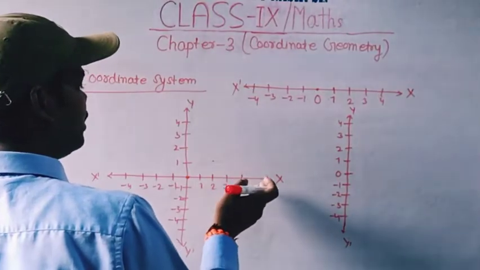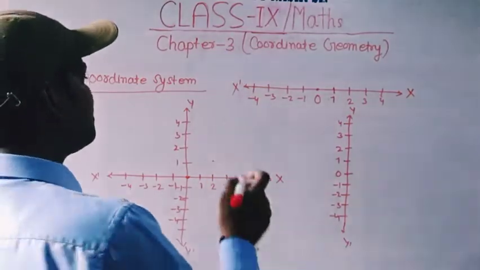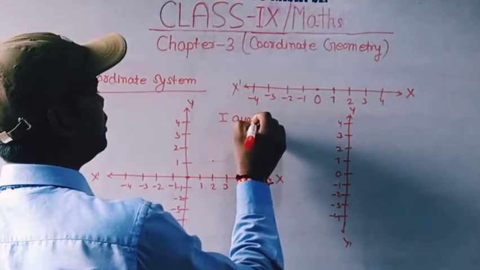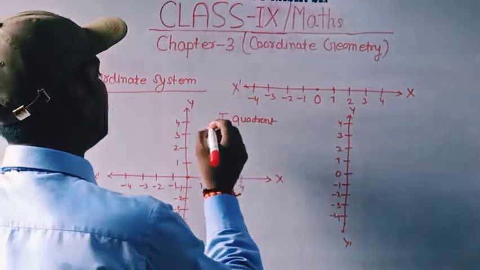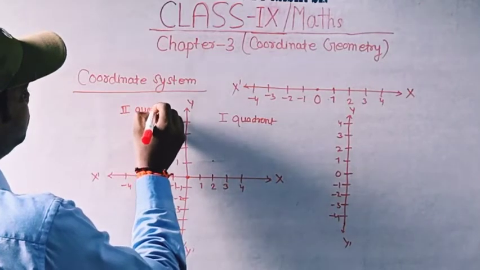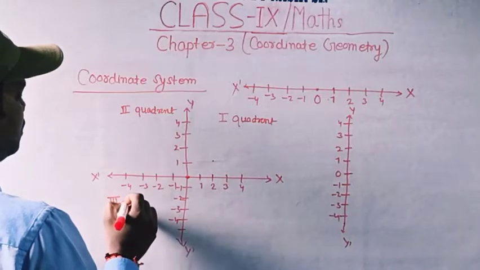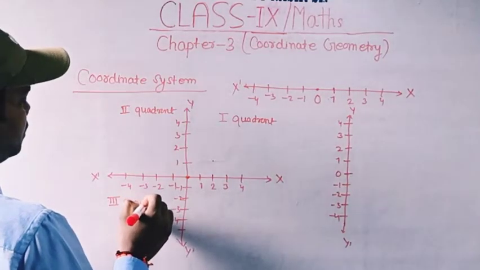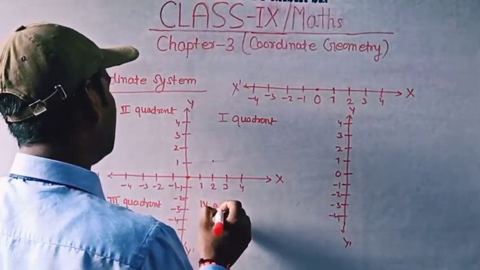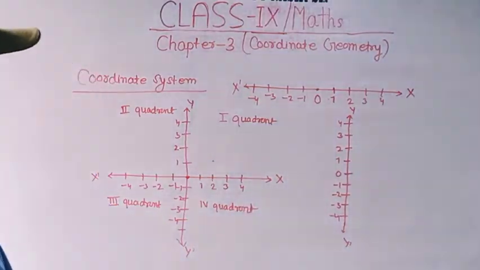So now, taking anti-clockwise from OX, this is the first quadrant, this is the second quadrant, this is the third quadrant, and this is the fourth quadrant.